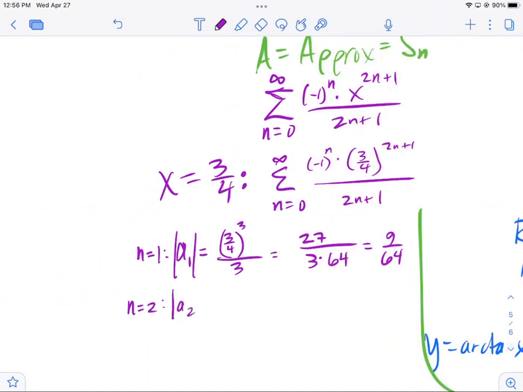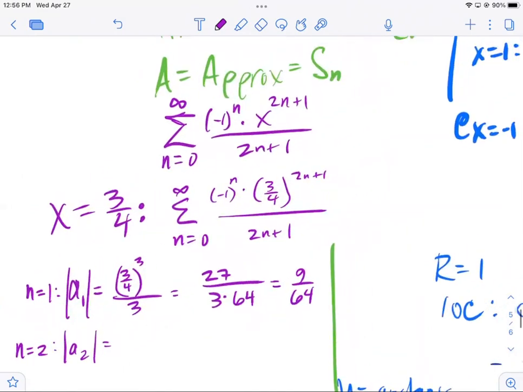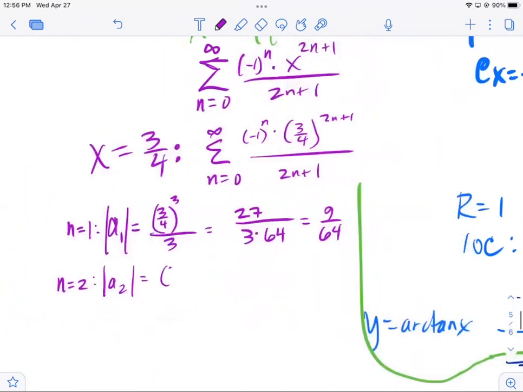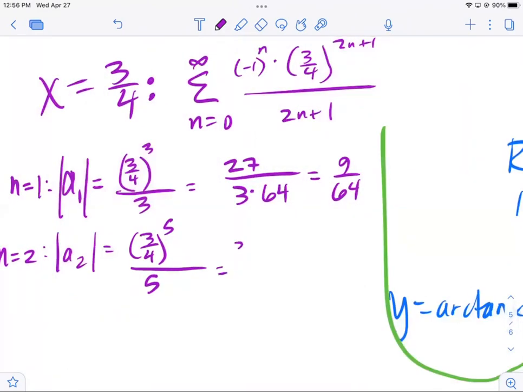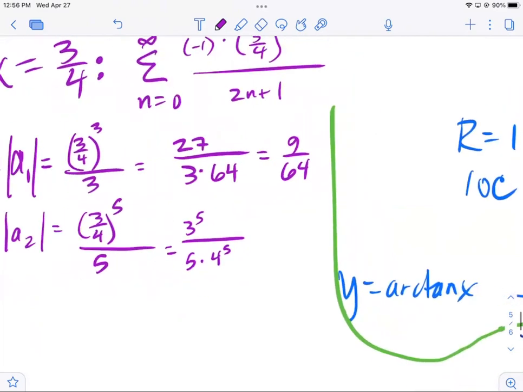The absolute value of the second term is going to be, and again, you don't have to worry about the alternator because it's absolute value, it's going to be 3/4 to the plug in a 2, you get 4 plus 1, the 5th, all over 2 times 2, which is 4, plus 1 is 5. Wow, that becomes 3 to the 5th all over 4 to the 5th, with a 5 in the denominator. Now, you can kick the 3/4 off to the side to the 5th, and then leave the 5 down there. Are they expecting us to simplify that?